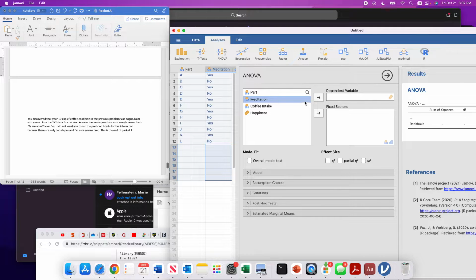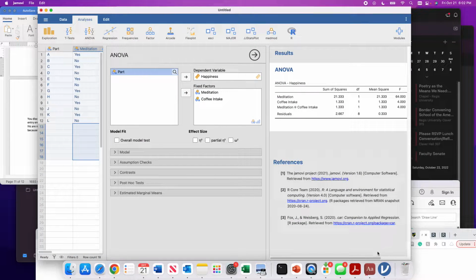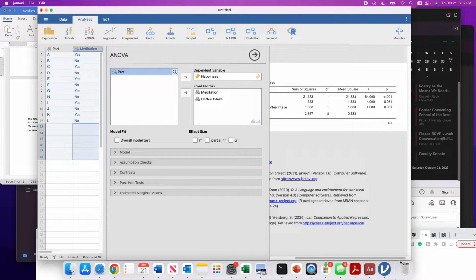Okay, but meditation, coffee intake, happiness. This is a 2 by 2 ANOVA where it was a 3 by 2 ANOVA. So I like these a lot because this one's super nice: we don't have an interaction, we don't have one of the main effects, and we only have a significant main effect. Like, so what? But that's okay. We still got to do some stuff. We need our partial etas. I got that as well.